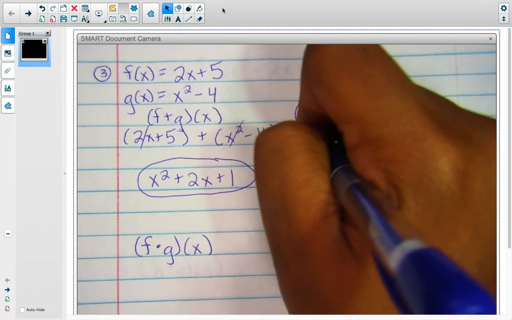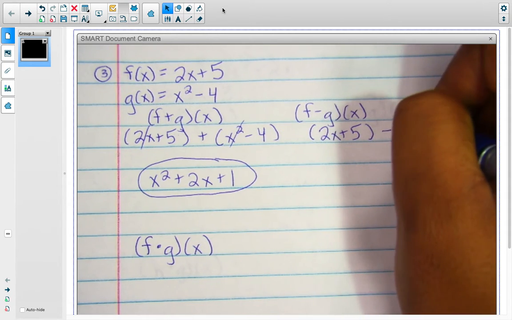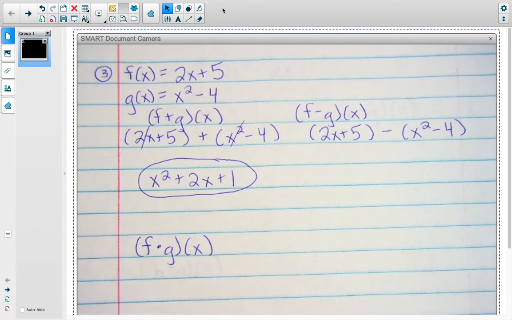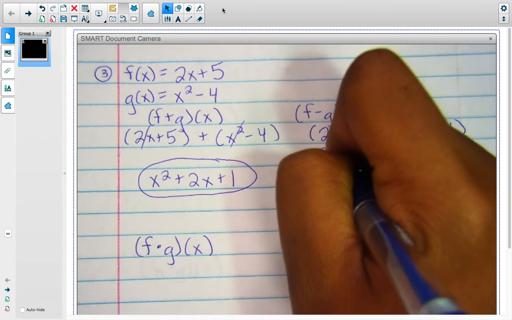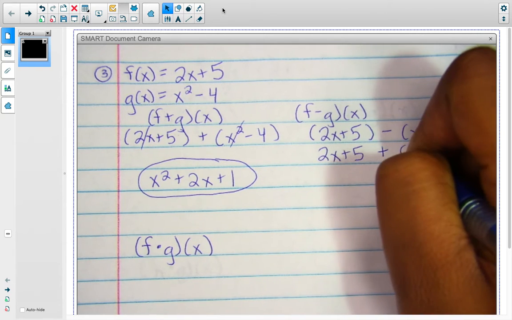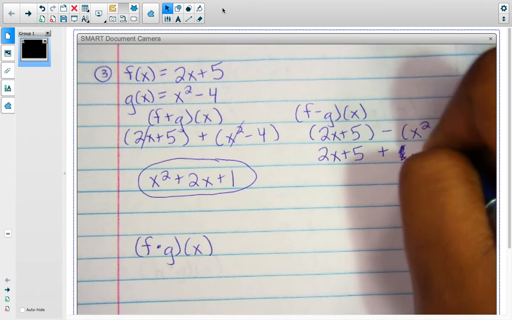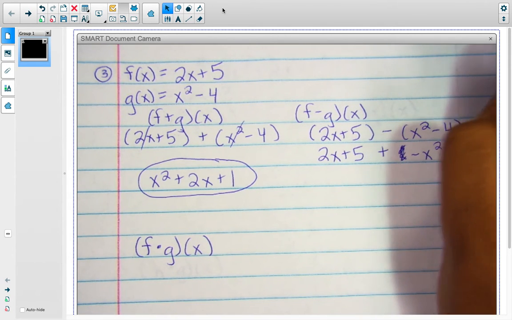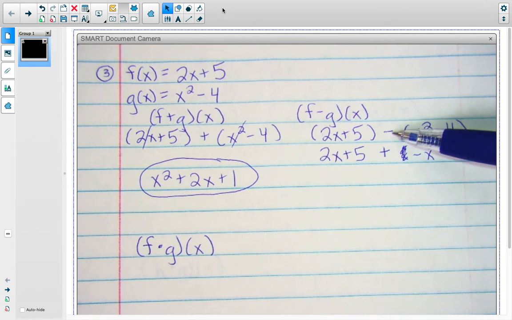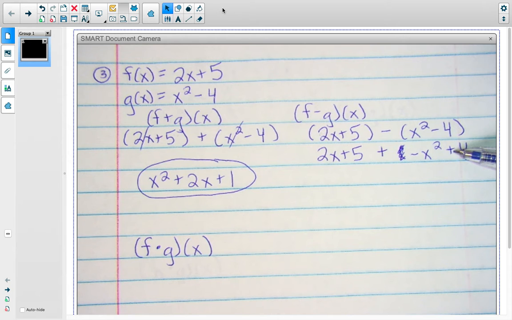When I subtract, similar thought process, except we are subtracting. Again, when you subtract, I encourage you to keep, change, change. So keep the first function that they asked you to do, change the subtraction to addition, and change the sign. Excuse me, you should do math in pencil, sorry. Negative x squared plus 4. So keep this function, change the subtraction to a plus sign, change this sign right here.